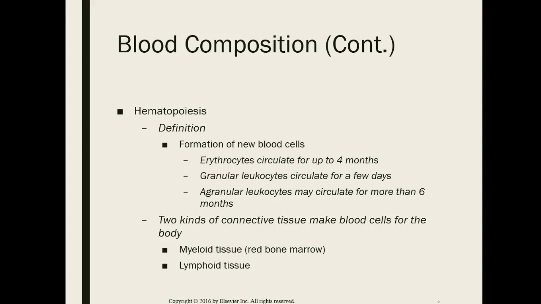Hematopoiesis is a term that refers to the formation of new blood cells. Those formed elements, or the blood cells that we find in our body, have a fairly short life compared to the life of our cells as a whole. So if we weren't constantly forming new blood cells, eventually we would run out of red blood cells and white blood cells. Erythrocytes are going to circulate in the body for up to 4 months. Granular leukocytes only circulate for a few days, and then agranular leukocytes can circulate for more than 6 months.